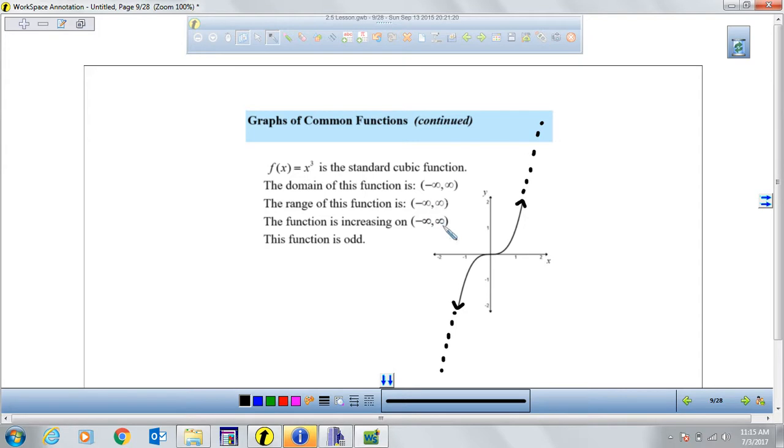Now, the range of this function keeps on going down and it keeps on going up, meaning that all the negative values of y will be on the graph and all the positive values of y will be on the graph. So the range is also negative infinity to positive infinity. Now, the function is always increasing, as we can see. So it is constantly going up from left to right, which means that it is always increasing. And we can also say that the function is odd because I can reflect it over the y and over the x to create its own graph. Let me give you an example here.